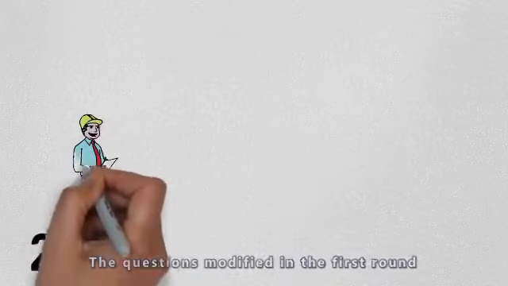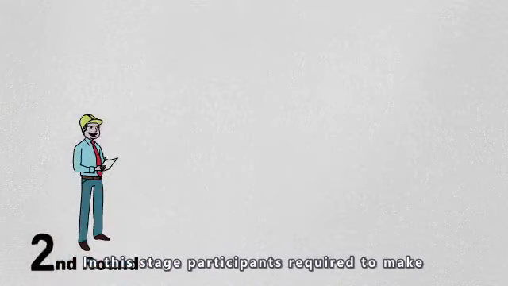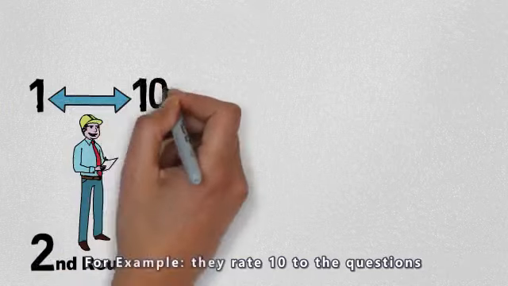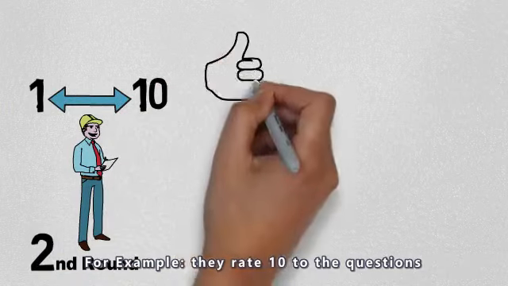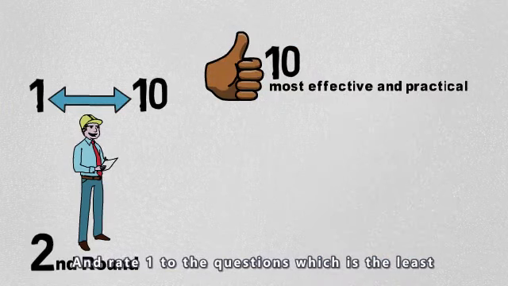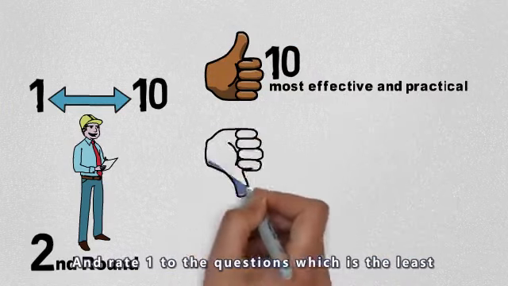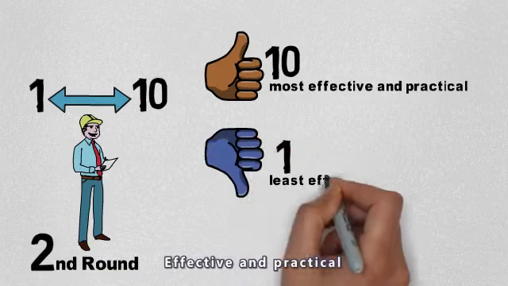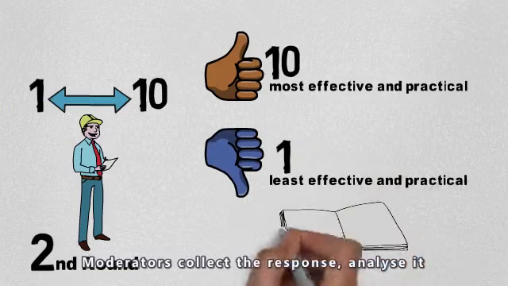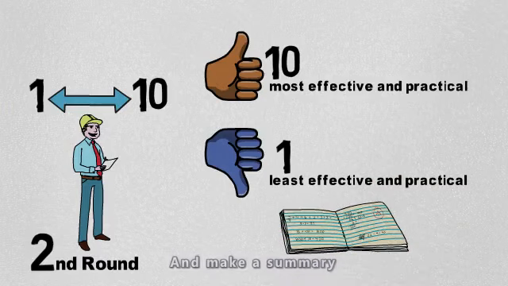In the second round, each participant receives the question modified in the first round. In this stage, participants are required to make a rating of 1 to 10 according to the priorities among items. For example, rate 10 to the questions which are the most effective and practical, and rate 1 to questions which are the least effective and practical. The moderator collects the responses, analyzes them, and makes a summary.